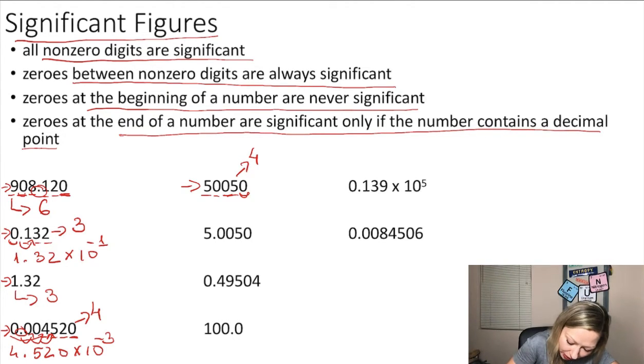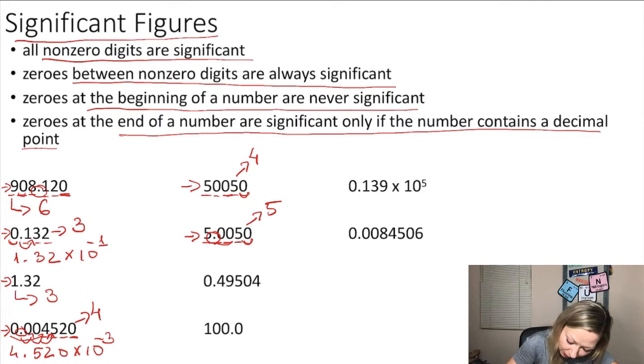Okay, what's up with the next example? So my 5 and 5 are significant. What about these two zeros right here? They are also significant, right? Because they are between two non-zero digits. What's up with my last zero? It is significant because I have a decimal place right there. So in this number, I'm going to have five significant figures.